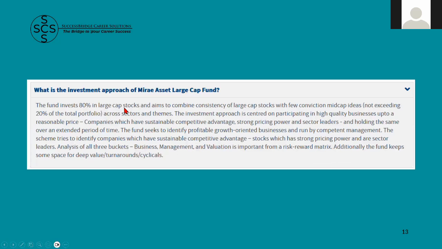Again, this is just a recap: 80% in large cap stocks, and see why they want to capture the consistency of large cap stocks, with a few conviction mid cap ideas, and then including debt instruments for income, and also holding some amount of money in the form of cash, in the form of money market instruments.